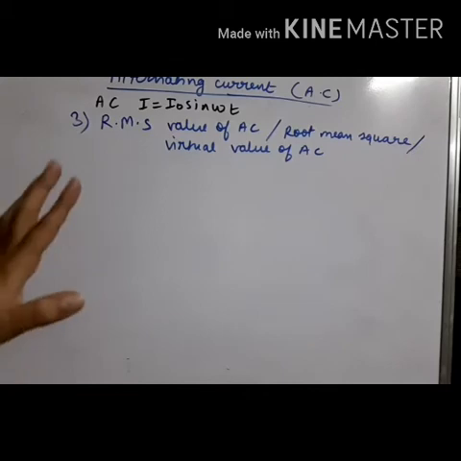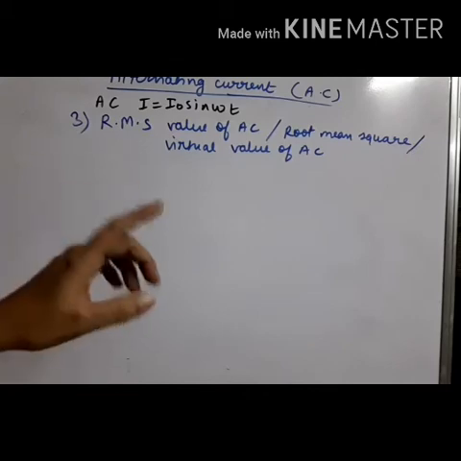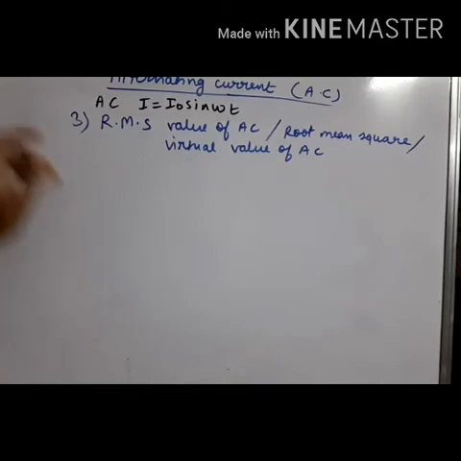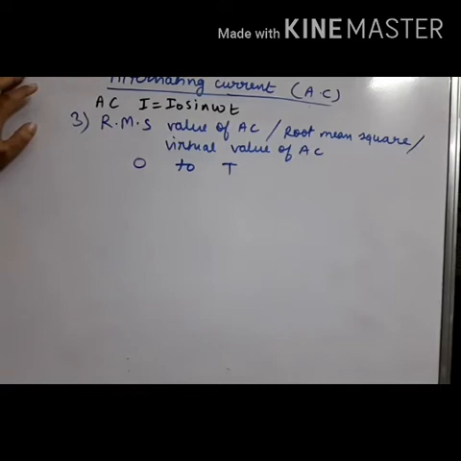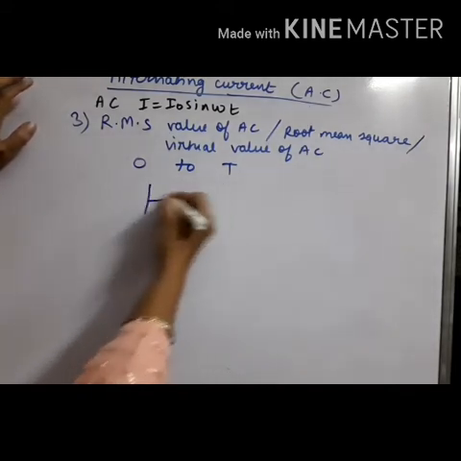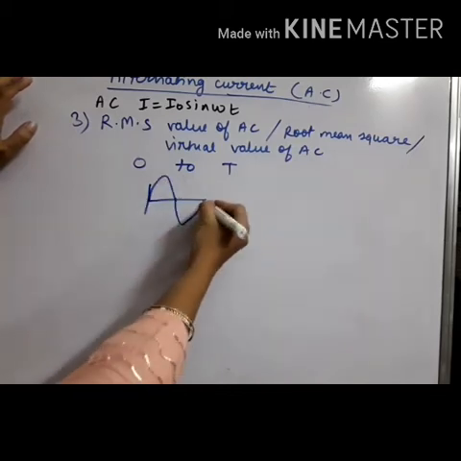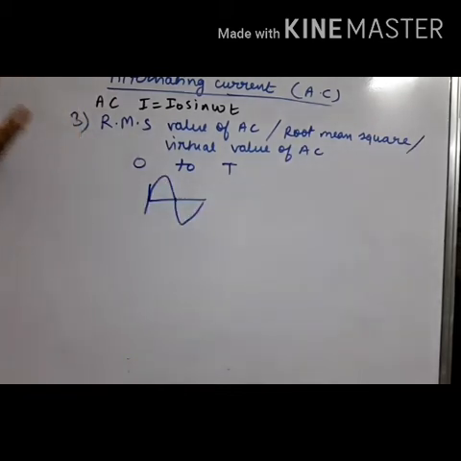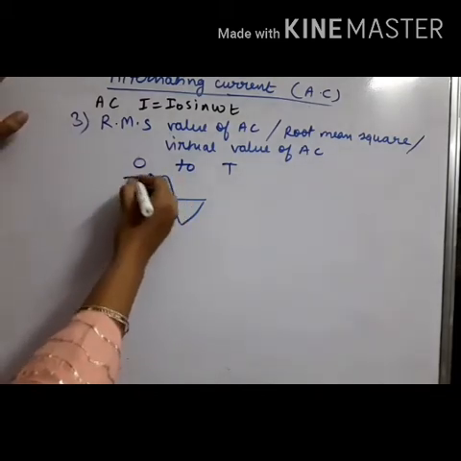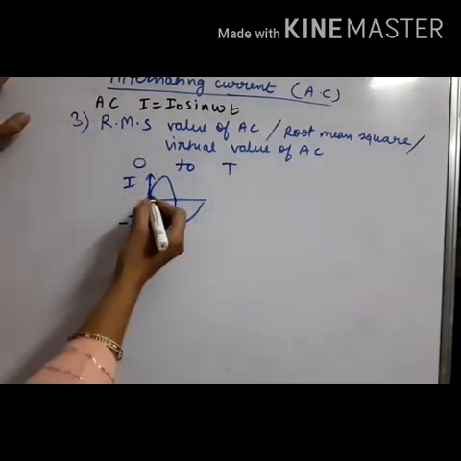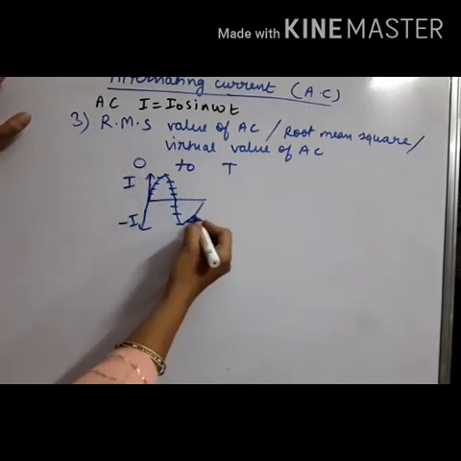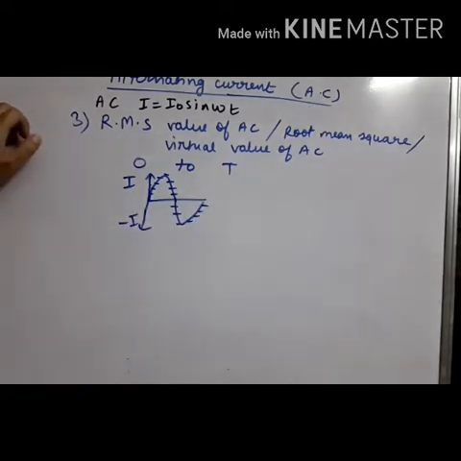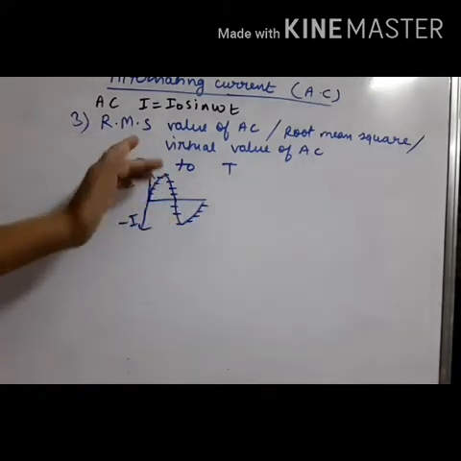Now, we have seen that when we calculate the mean or average of AC from 0 to T interval, the answer is 0. Because in AC, some positive values are there, and then an equal number of negative values of the current are also there. So this is the current graph of AC. If I divide this graph into 10 values, an equal number of the 10 values of current are negative also. So they are cancelling each other.